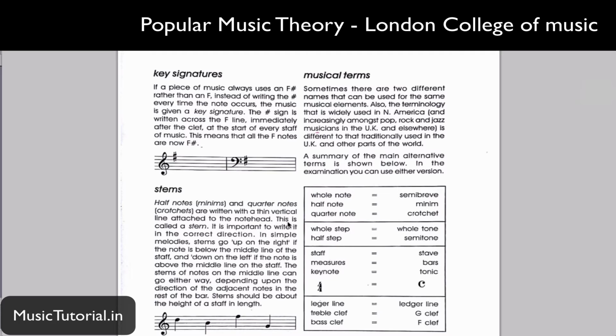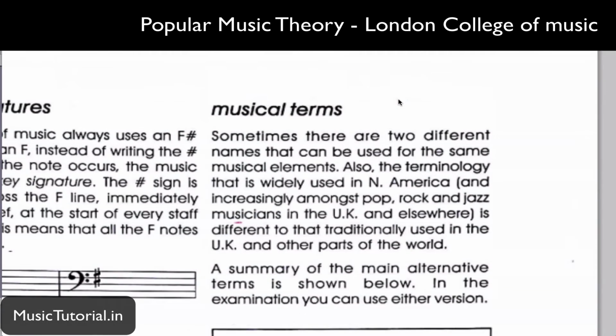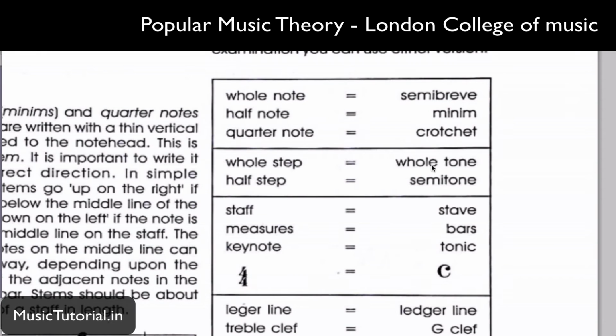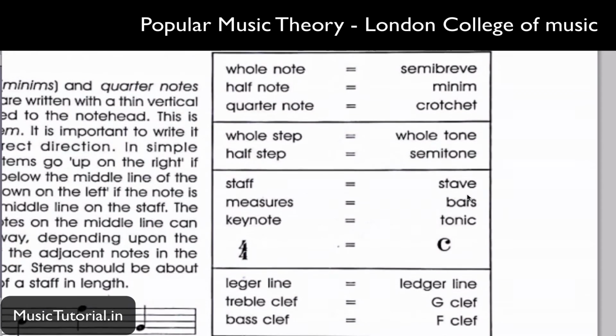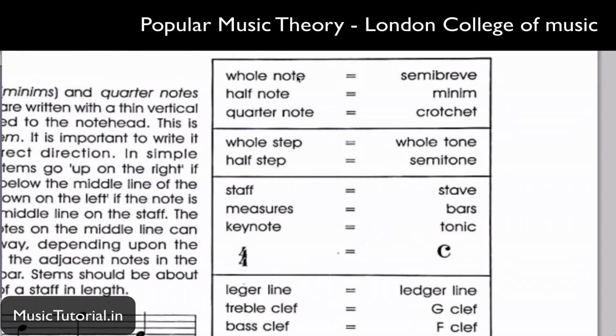Now in this next section, we'll be learning something about musical terms. The terminology in music is sometimes varied. A popular musician would use a certain word and a traditional musician would use a different word. For example, a whole note is traditionally called a semibreve. A half note is called a minim. A quarter note is called a crotchet. A whole step is called a whole tone. A half step is called a semitone.